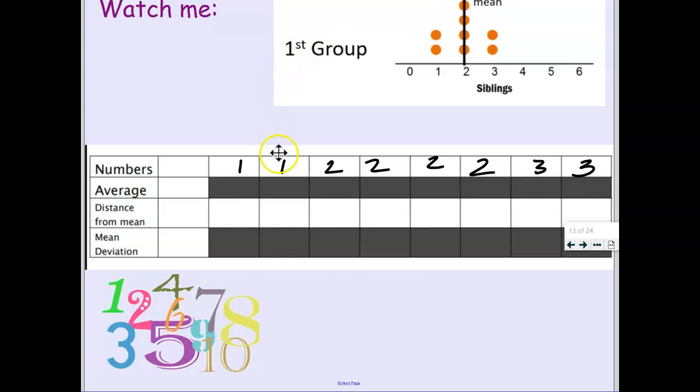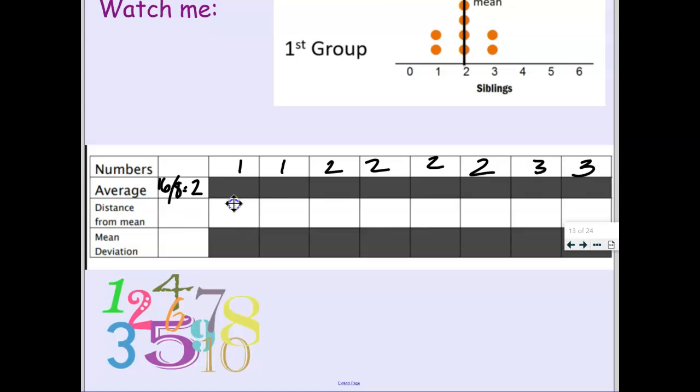Okay, now I'm going to find the average, or my mean, and the way I do that is I add them all up and divide by the number of numbers. 1, 2, 4, 6, 8, 10. 10 plus 6 is 16. So I have 16 total, and my number of numbers is 8, so I'm going to go 16 divided by 8 and get an average of 2.